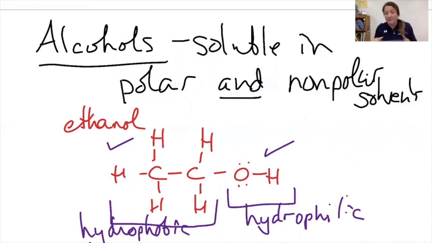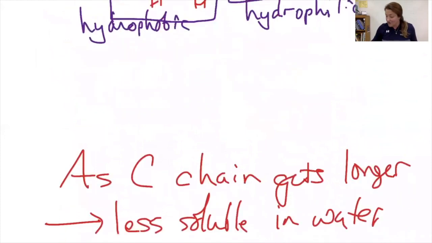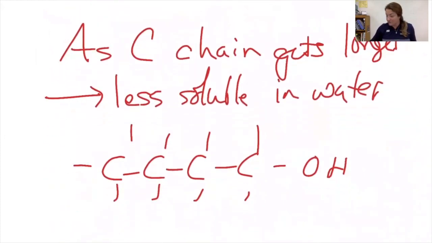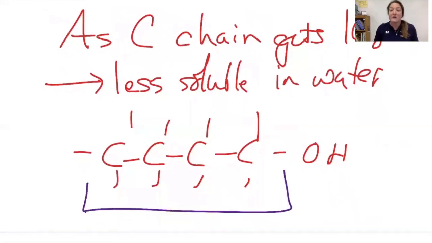Now, as the carbon chain gets longer and longer, though, something happens. As it gets longer and longer, it becomes less soluble in water. So for example, butanol is going to have a much longer hydrophobic region as opposed to the hydrophilic region, so it's not going to dissolve in water quite as well.